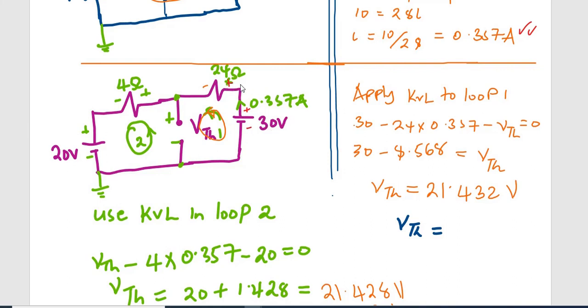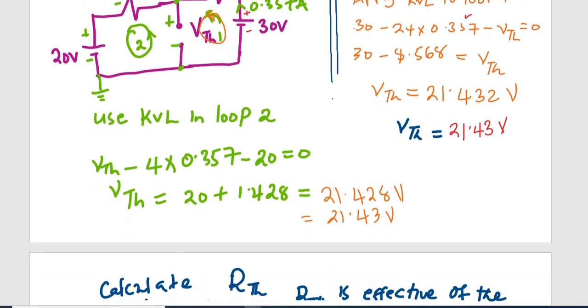So 30 minus I times 24, so that will be minus 24 times 0.357, then minus the voltage here. The voltage here is VTH. So minus, because this current is flowing like this, so it enters this source here as positive and leaves negative. So minus VTH is equal to 0. So when we simplify, we find that our Thevenin's voltage is equal to 21.43 volts.